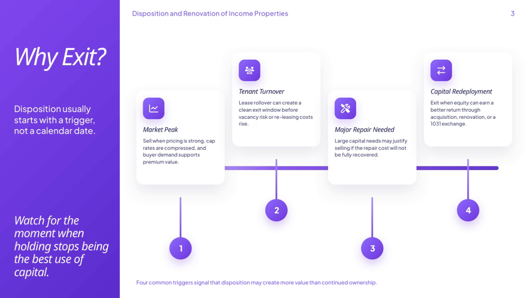These four common triggers, market peak, tenant turnover, major repair needs, and capital redeployment, signal when disposition might create more value than continued ownership. Recognizing these moments helps ensure your investment decisions are timely and profitable.